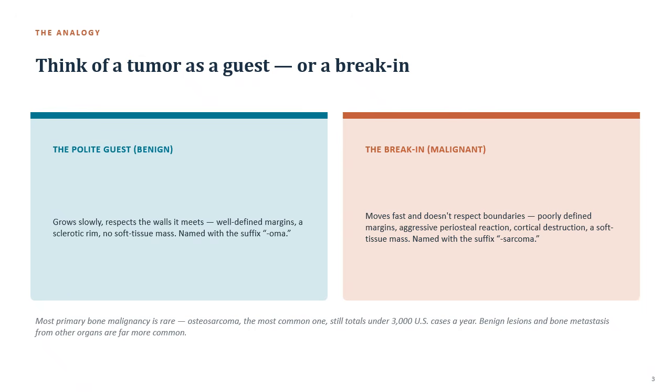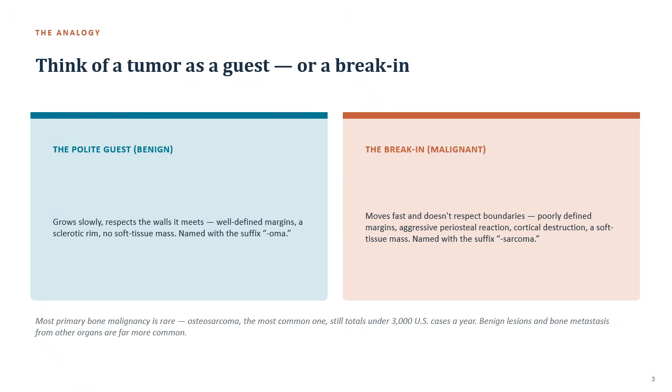So as we stated before, we're going to use the analogy of the tumor being a guest or the tumor breaking in. So here's the way we're going to think about tumors going forward. A benign tumor is going to behave like a polite guest in your house. You invited them in. Well, not really in the case of a tumor, but they typically are going to grow slowly. They're going to respect the walls and everything within the residence. And on images, they typically are going to show up with well-defined margins. Sometimes there may be a sclerotic rim, but typically there's not going to be any soft tissue mass. For these type of tumors, they're usually going to carry the suffix oma.